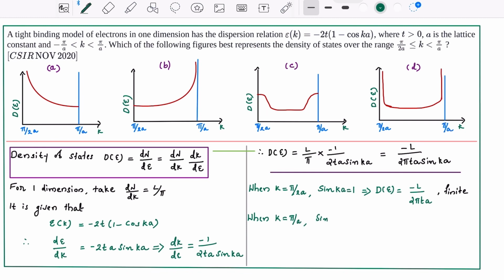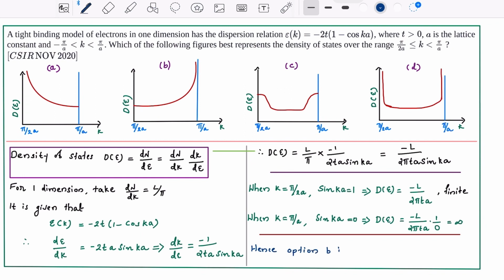Now let us see what happens when k is equal to pi by a. When k is equal to pi by a, sin ka is equal to sin pi, which is equal to 0. Therefore, the density of states becomes minus L by 2 pi ta times 1 by 0, which is nothing but infinity. So when k is equal to pi by 2a, our density of states is finite, but when k is equal to pi by a, the density of states is infinite. Now, using this idea, we can see that from the given options, option B is the correct option.